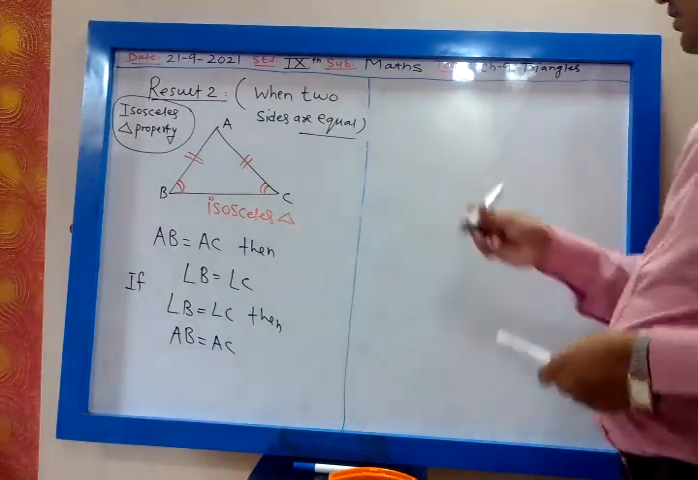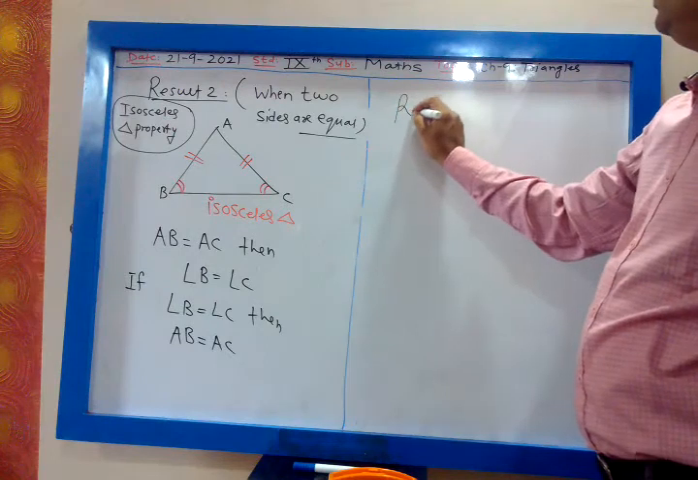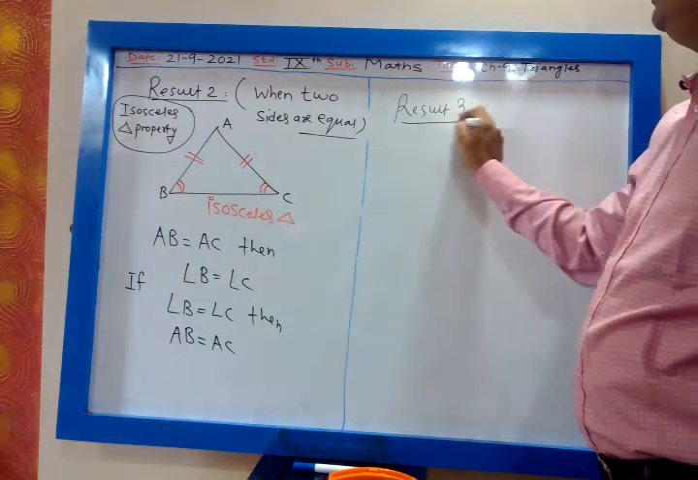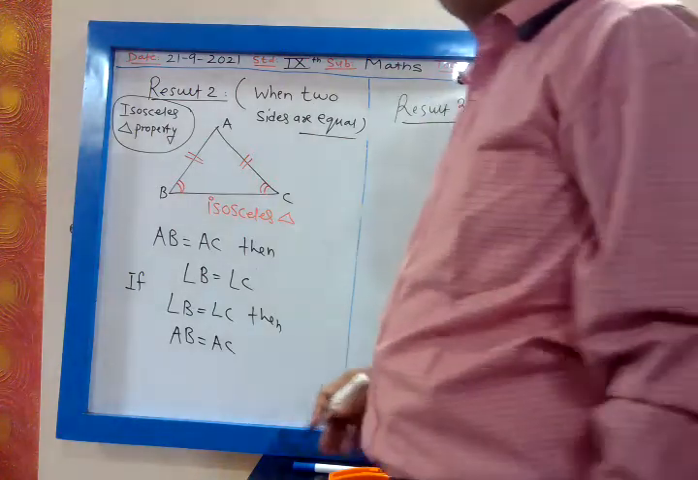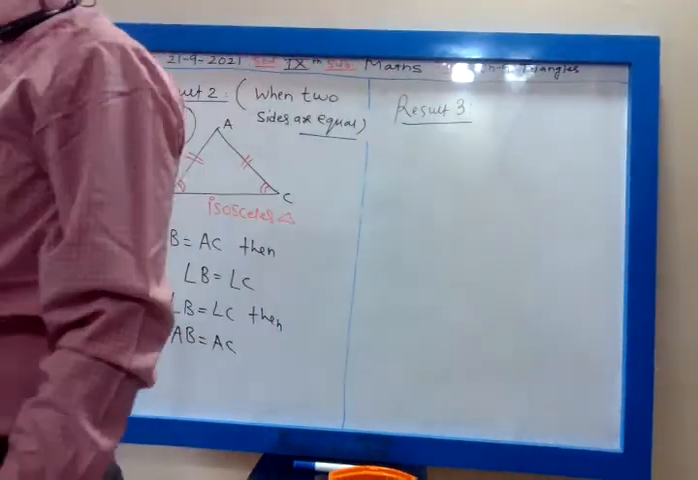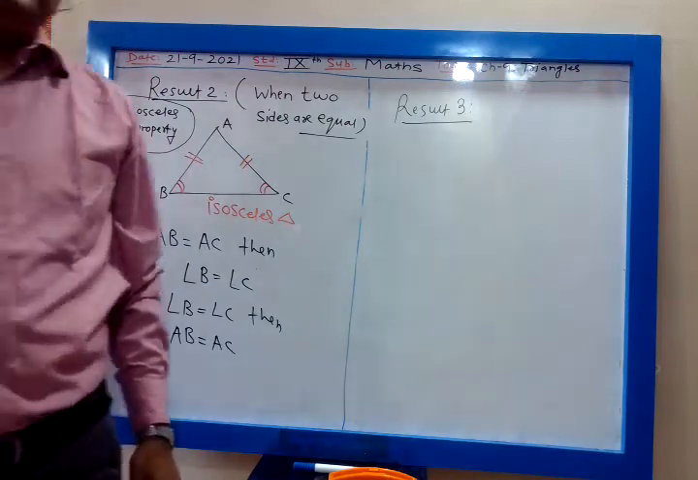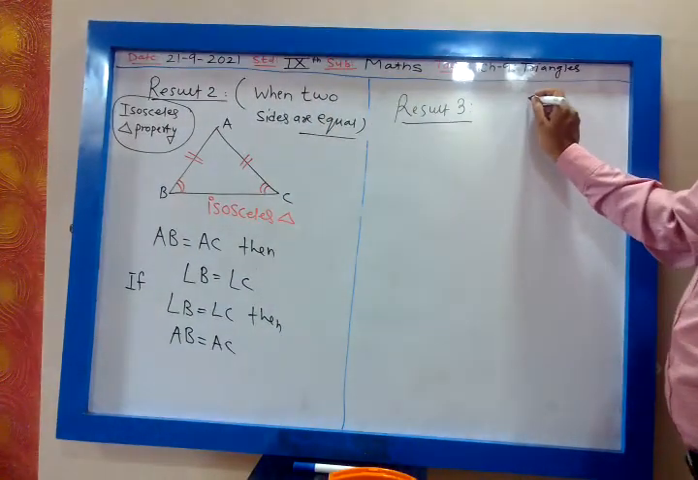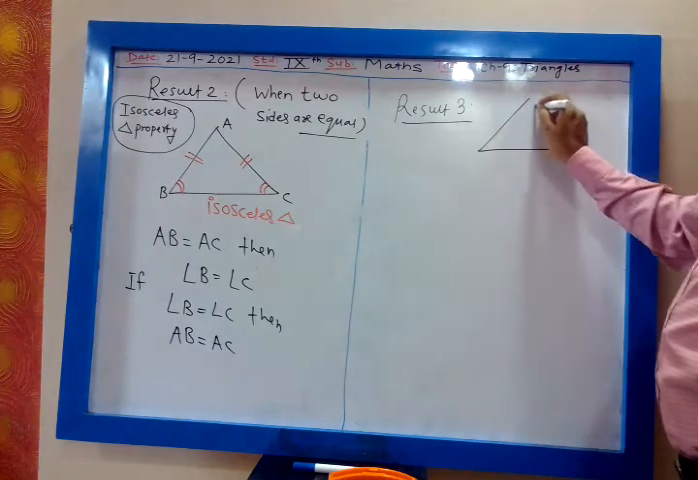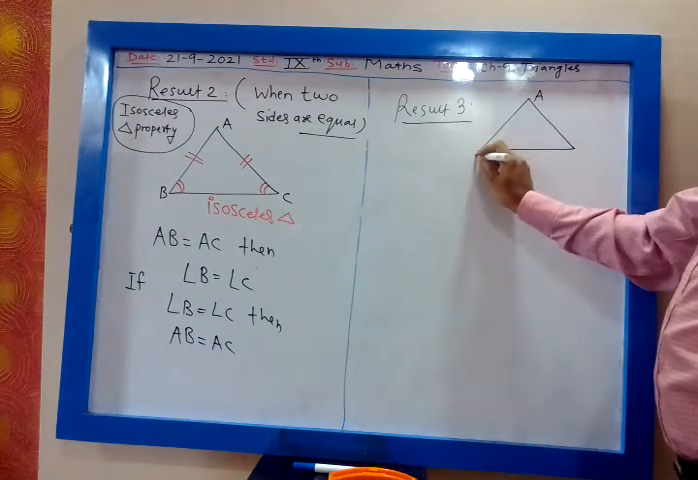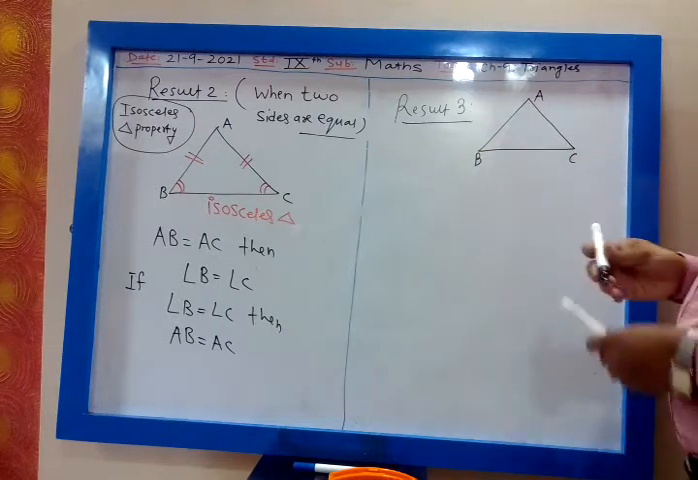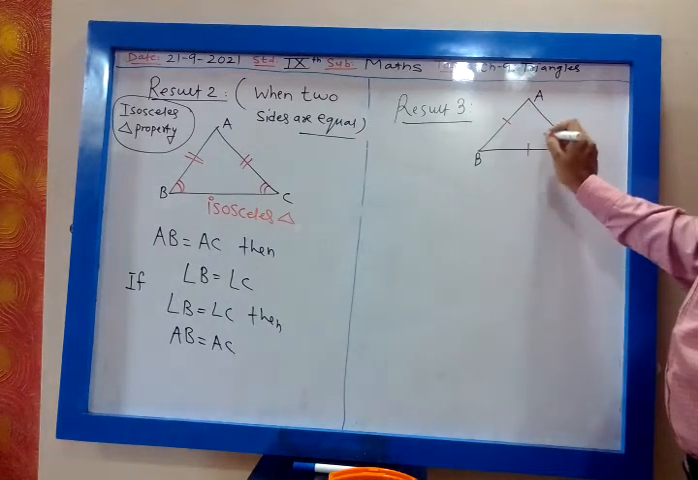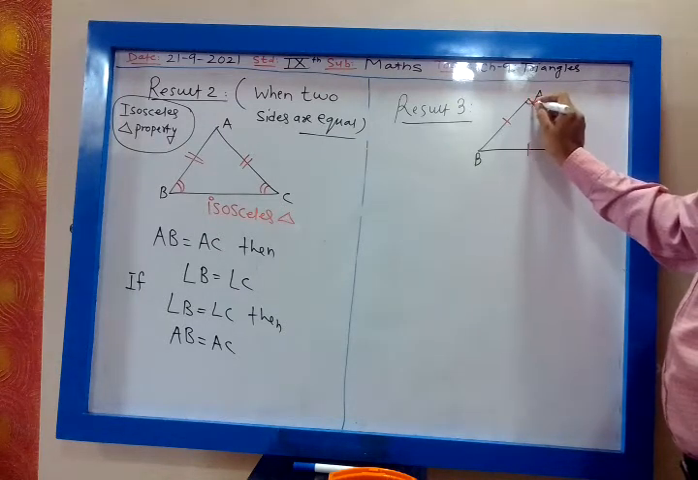Chalo. Third one, result 3. So we have seen all three sides are different. Then we have seen two sides are equal. Now let us take all three sides are equal. Triangle ABC, all three sides are equal, means AB is equal to BC is equal to AC.